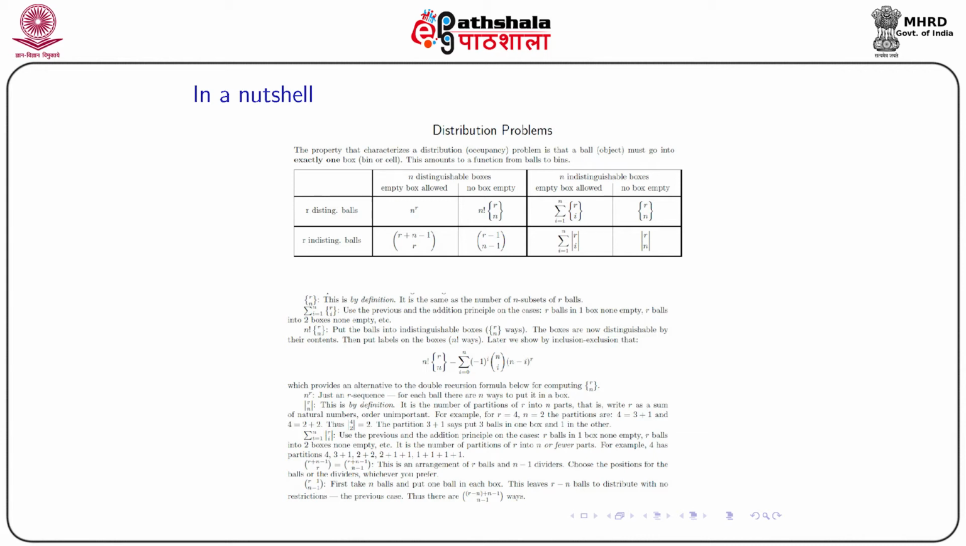Now if we impose the condition that the balls are indistinguishable but the boxes are distinguishable, then the total number of cases when we are allowing empty boxes is r plus n minus 1, choose r, and if we put the condition that no box can remain empty, it will be r minus 1, choose n minus 1. We have proved these two results.